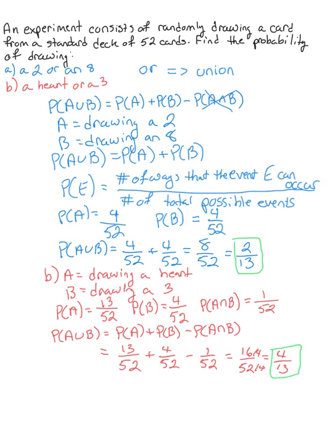You could have the ace of hearts, 2 of hearts, up to 10 of hearts, and the jack, queen, king of hearts. And for the 3s, there's the 3 of hearts, which was already counted, and then the 3 of clubs, 3 of diamonds, and 3 of spades. So that's why the probability of drawing a heart or a 3 is greater than the probability of drawing a 2 or an 8.